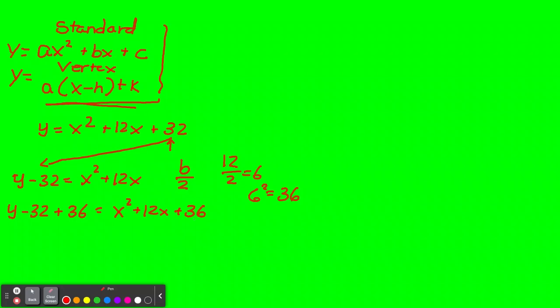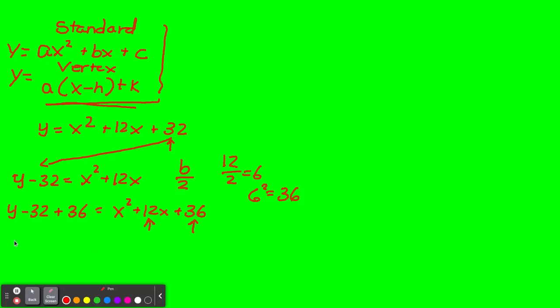Now here's what you got to know about factoring. You should know what two numbers, if we multiply them, give a product of the c term. Well, 6 times 6 is 36. At the same time, we want those two numbers to add to get the sum of the b term. 6 plus 6 is 12.